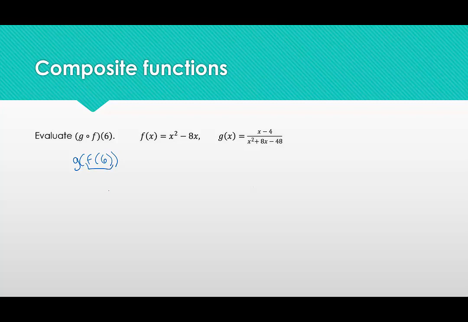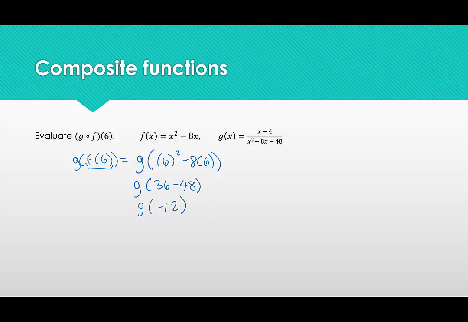Starting with f of 6, we're going to work with this inner function. I want to calculate f of 6. That means anywhere I see an x in f, I'm replacing it with 6. So this would give me g of 6 squared minus 8 times 6. 6 squared is 36. 8 times 6 is 48, so we have g of 36 minus 48. This would be g of negative 12.